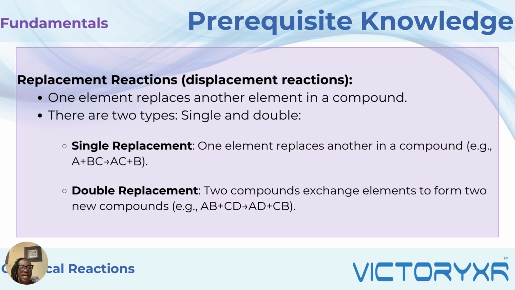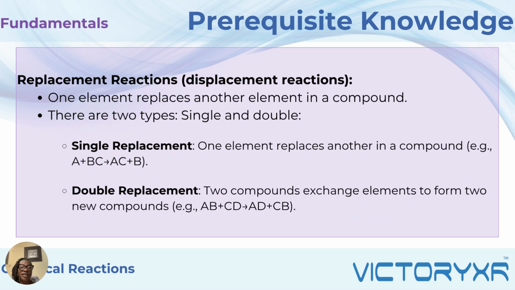There are several different types of reactions. A displacement reaction or replacement reaction happens when one element replaces another element in a compound. And there are two different types. You have single and double replacement reactions. In a single replacement reaction, one element replaces another in a compound. So you'll have A plus BC, and then it switches around. It's almost as if a single person goes out on a double date and leaves with another partner.